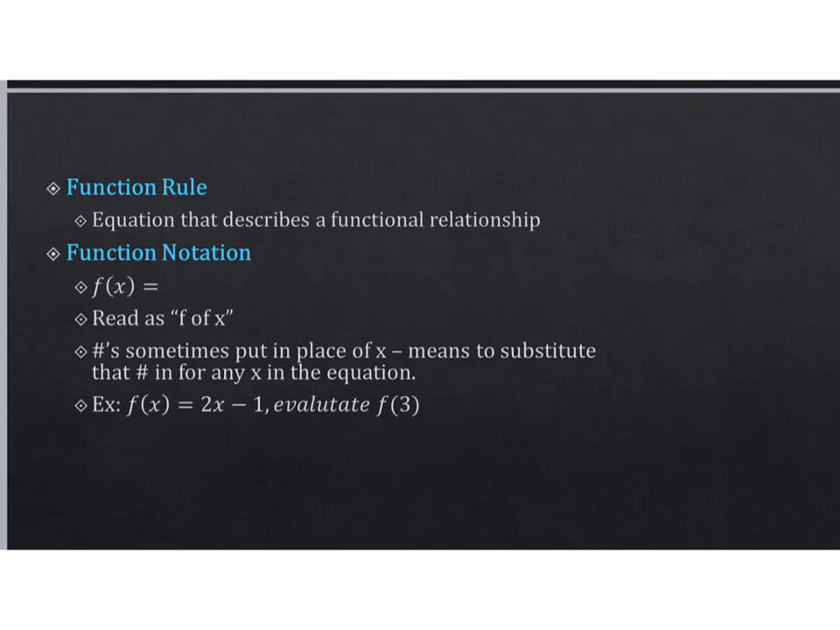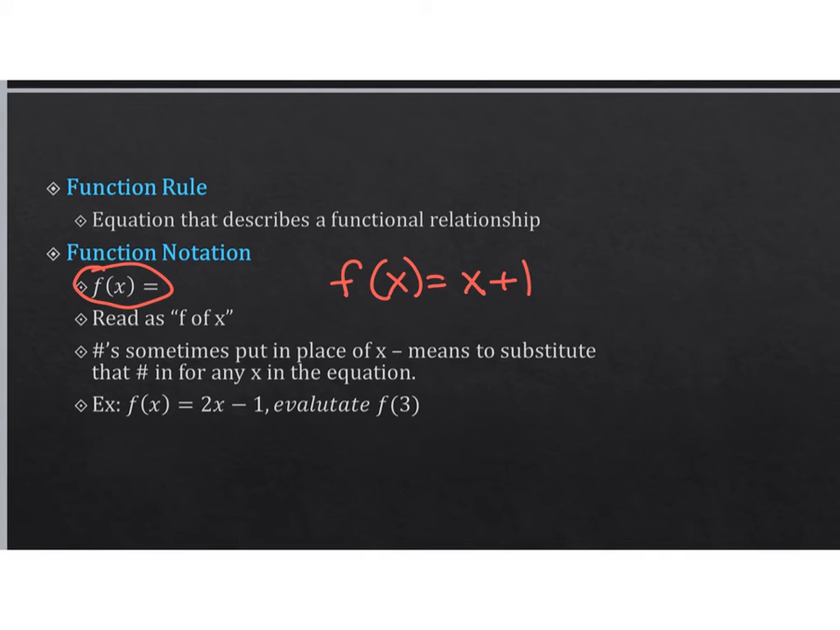Now the very last thing that we're going to look at in this section is called a function rule. So a function rule is an equation that describes a functional relationship. And a lot of times function notation is going to look like this. It will say f of x, that's how we read it. So it says f of x equals, and you might have something that says x plus 1, let's say. So this just tells us that we have a function. That's what the f of x means. And right here is our actual function relationship.